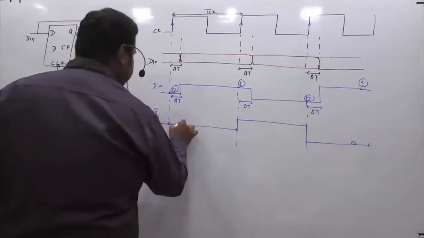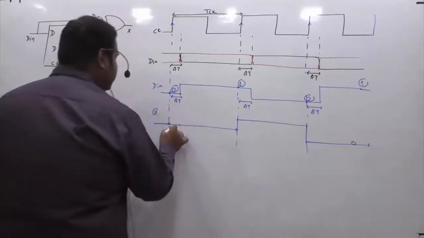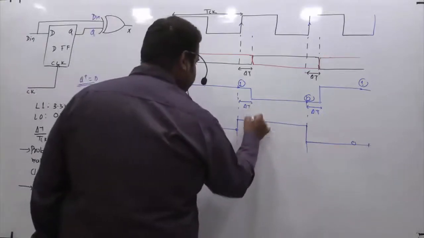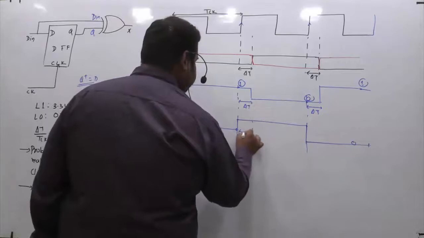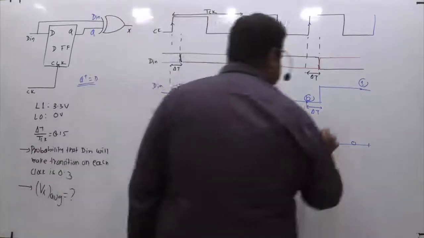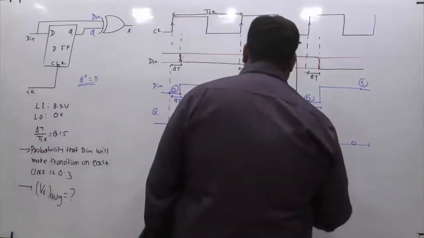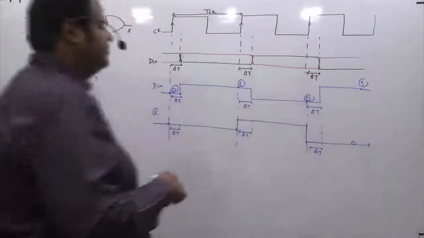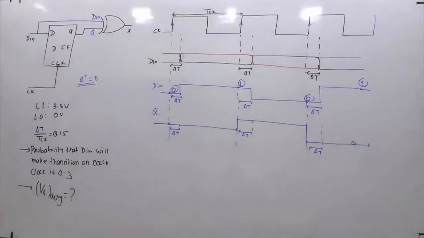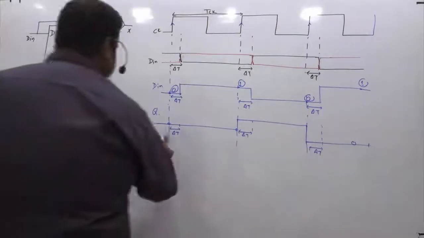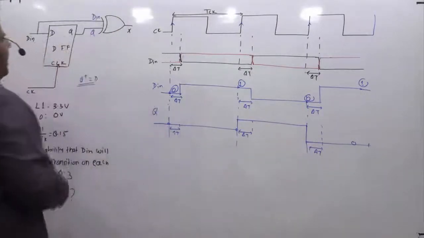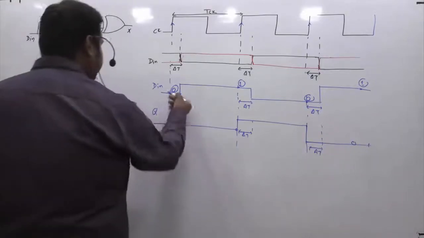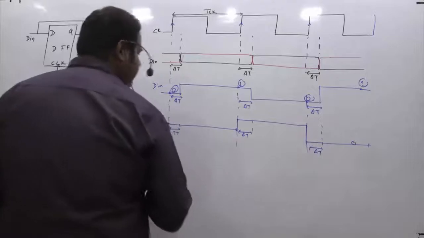Because you got this waveform, let me highlight, this gap is delta t. Again, this gap is delta t. And again, this gap is delta t. Right. So this is your Q. Now what is this X? X is nothing but the XOR combination of D in and Q. So I have to XOR this and this to get the waveform X.